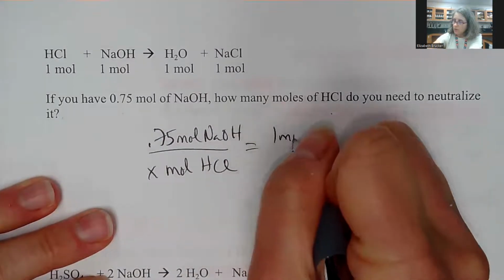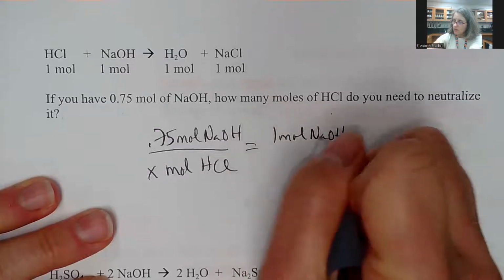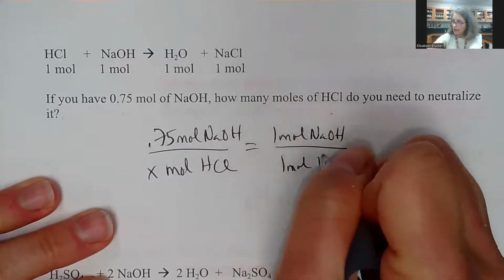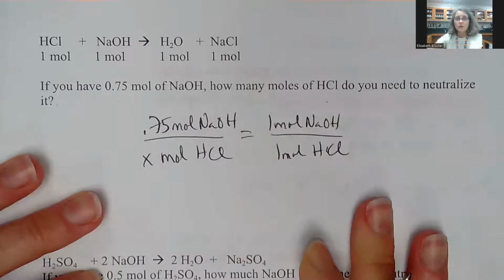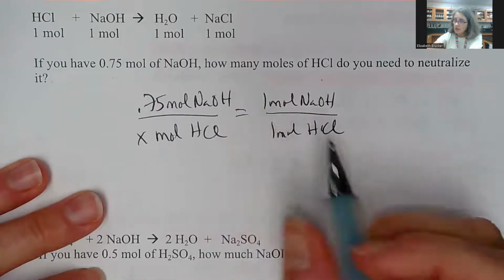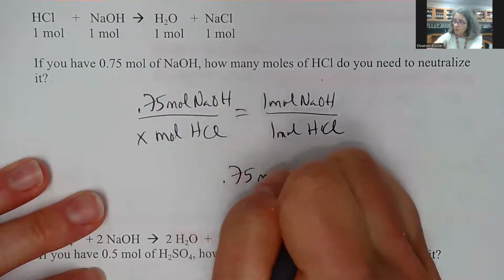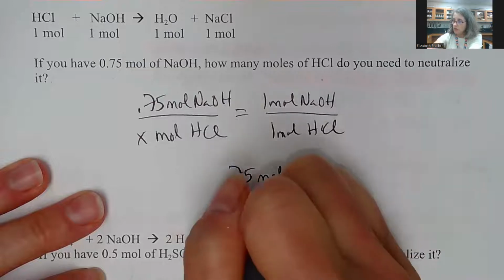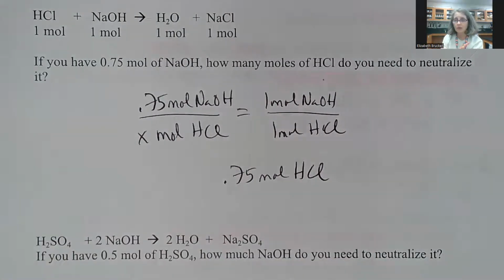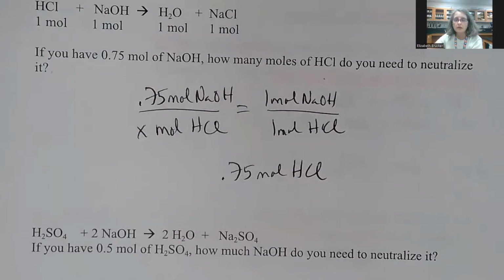Well, I know for every 1 mole of NaOH, I need 1 mole of HCl. Okay, so going back to mole-to-mole relationships. So I need 0.75 moles of HCl in order to neutralize. Okay, I need the same amount. In order to neutralize, you need the same amount of acid as you do base. So if everything's 1-to-1, then the moles is going to be the same.